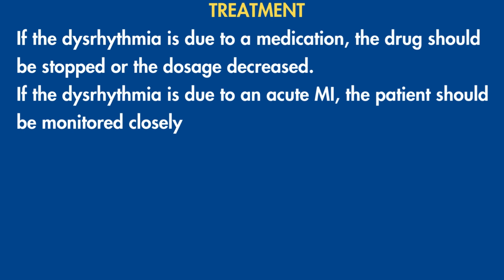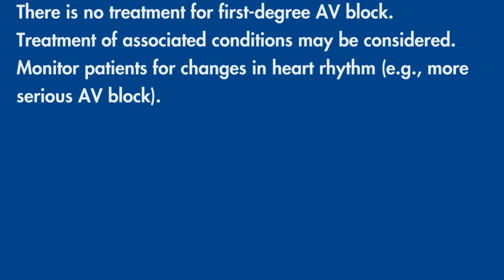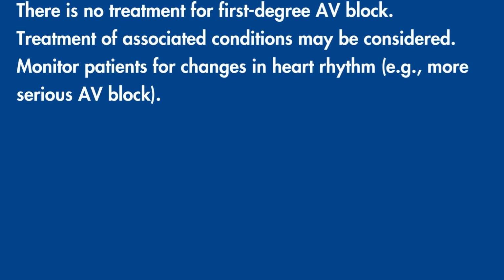If the dysarrhythmia is due to an acute MI, the patient should be monitored closely for progression to a more severe AV block. There is no treatment for first-degree AV block. Treatment of associated conditions may be considered. Monitor patients for changes in heart rhythm. For example, we have to monitor whether the patient is going to have a more serious AV block.